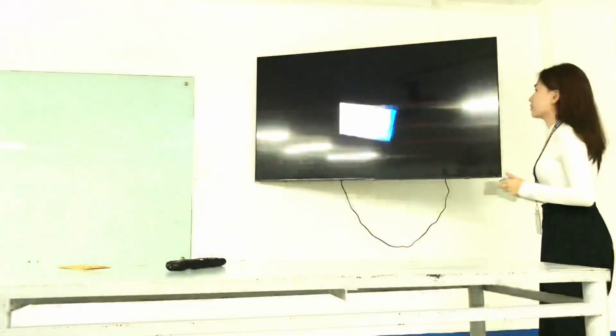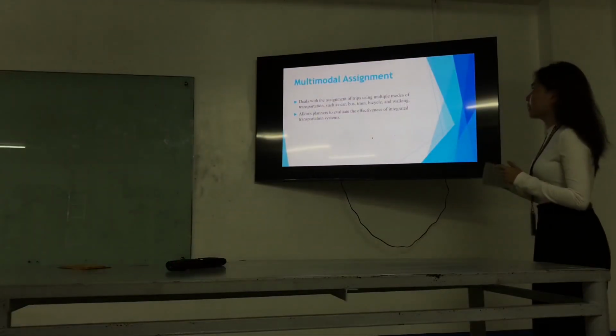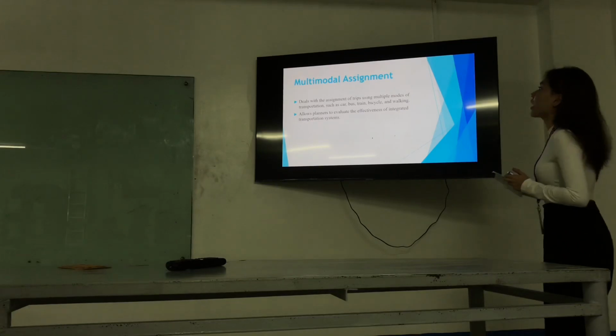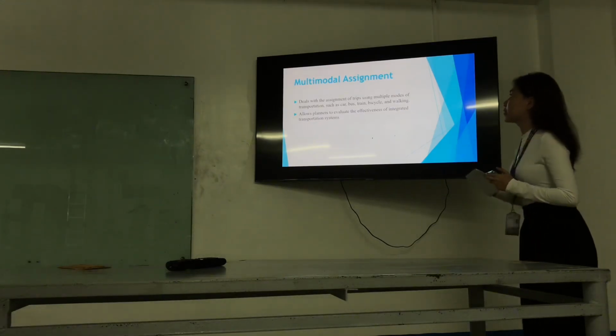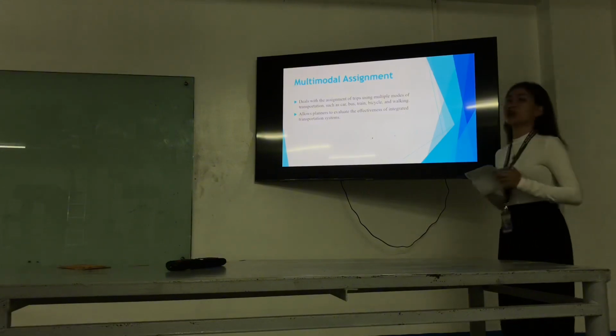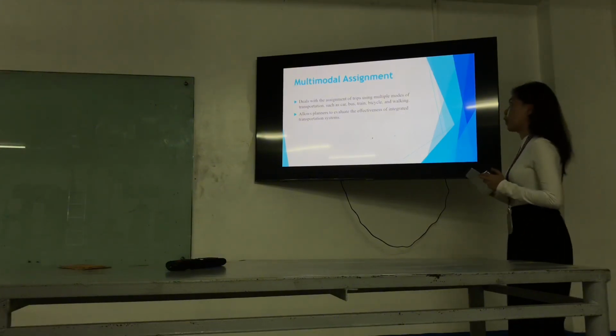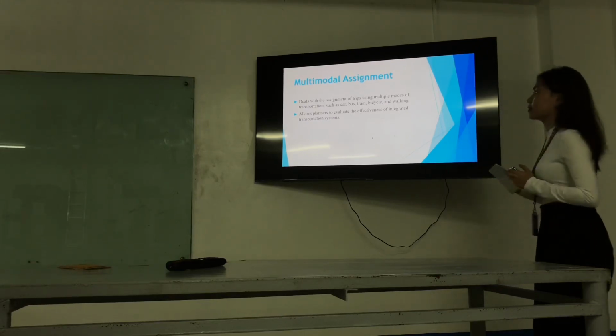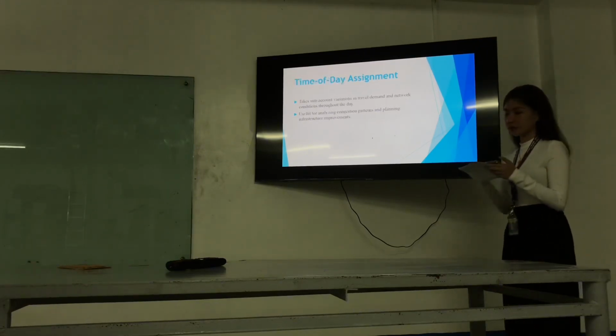Next, we have multimodal assignment. When we say multimodal, it's a transportation term. It deals with the assignment of trips using multiple modes of transportation, such as car, bus, train, bicycle, and walking. It allows planners to evaluate the effectiveness of integrated transportation systems.